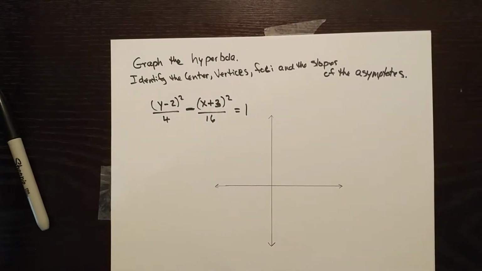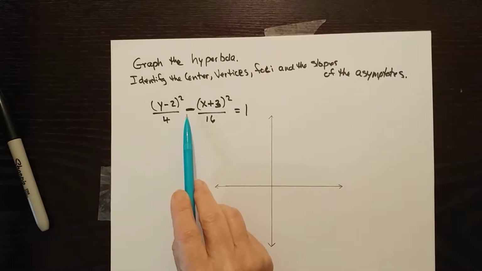In this video, we're going to graph a hyperbola. This is one of the conic sections that you can get when you have a plane intersecting a cone. And this is the equation of a hyperbola. It's pretty easy to recognize because of this minus sign right here.